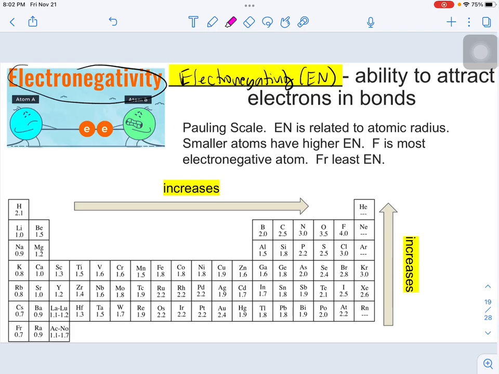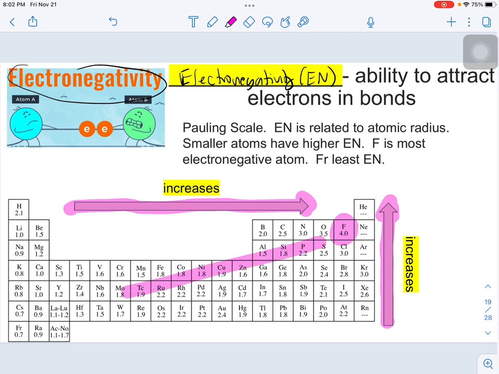So electronegativity is related to atomic radius. Let's look at how it trends. Electronegativity increases as we go to the right, and it increases from top to bottom. Smaller atoms have higher electronegativities, and the smaller atoms are in the top right-hand section of the periodic table. Now, fluorine, everybody highlight fluorine, has the highest electronegativity at 4.0.